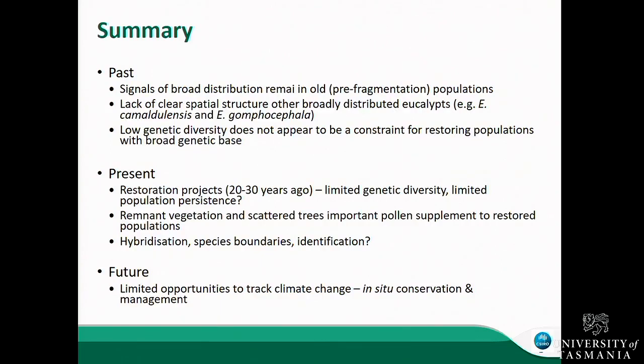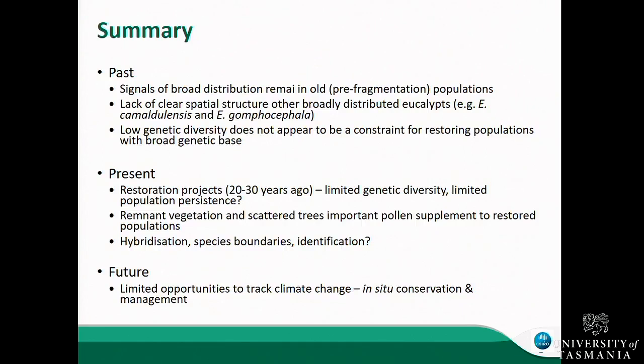I must say I've got a scattered tree that looks just the same in terms of genetic diversity, in terms of its seed crop, as large populations. So there's lots of interesting things with dispersal. Restoration projects, potentially those done in the last 20 to 30 years, may have limited long-term persistence because of their limited genetic diversity. But remnant vegetation, scattered trees are probably going to be supplementing that in terms of pollen while they're still in the landscape. It means we need to look after scattered trees and remnant vegetation.